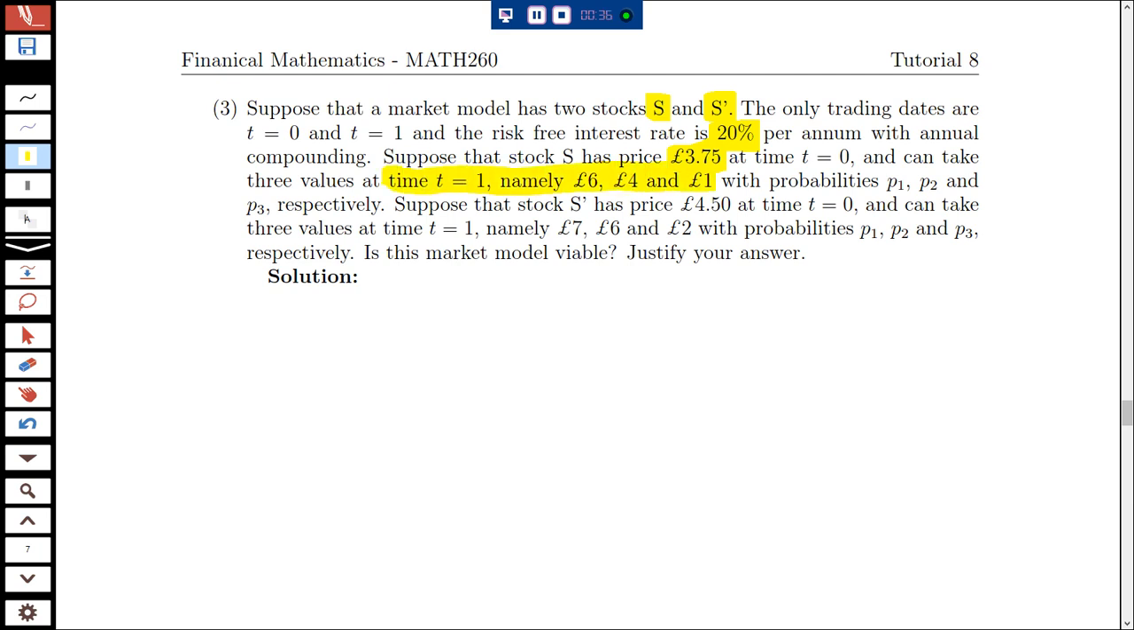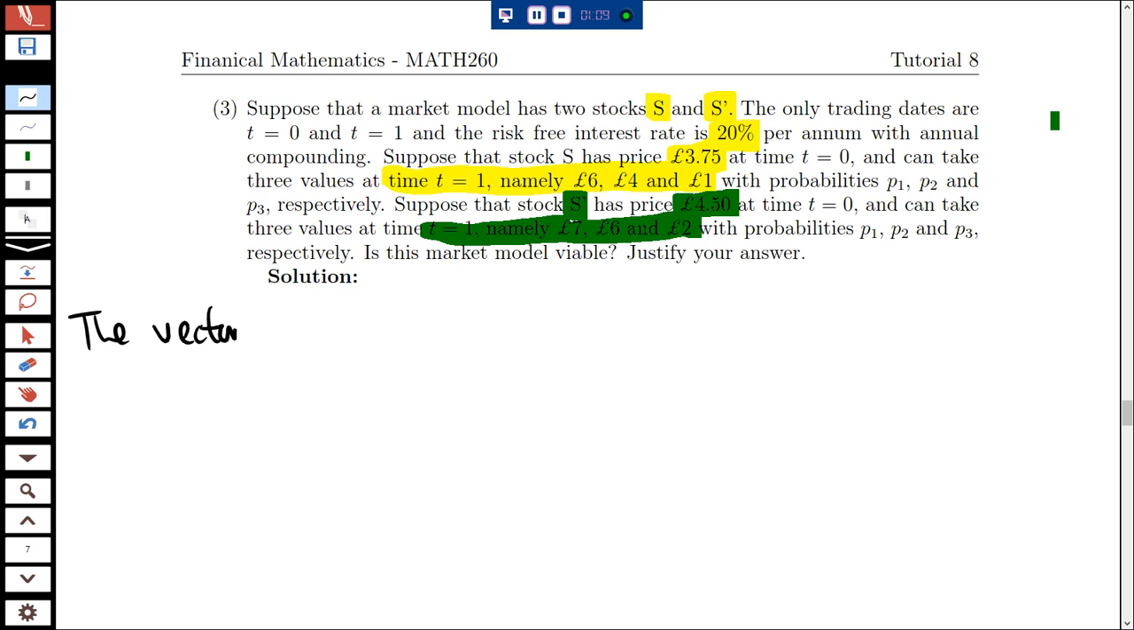We'll take a look at that in a moment. Probabilities P1, P2, P3. And then we have an alternative situation, so we have S dash at £4.50. Prices could be those. Hope that's not too dark. And the question is: is this market model viable? Justify your answer. Okay, so let's build some ideas here.